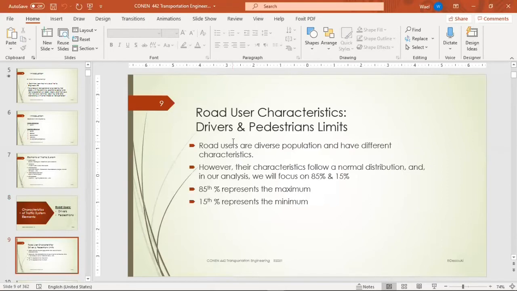For example, we take the 15th and the 85th percentiles to represent the minimum and the maximum. So the 85th percentile represents the maximum value, and when we are talking about the minimum value, we go to the 15th percentile. The 15th percentile and the 85th percentile, we get from the cumulative percentile frequency for the sample.